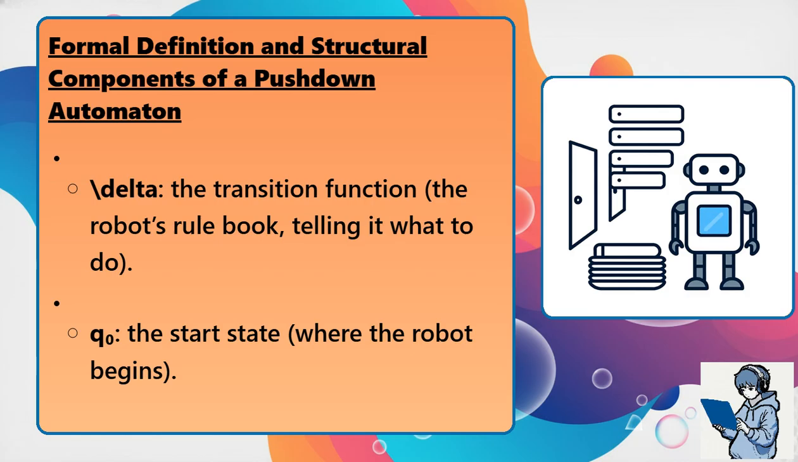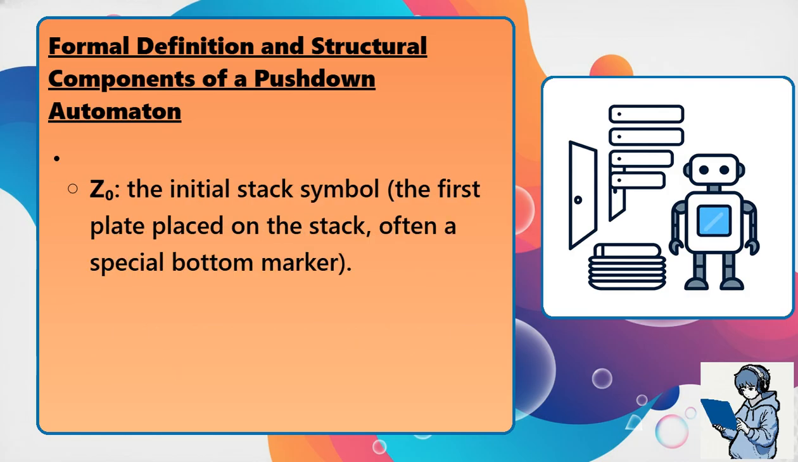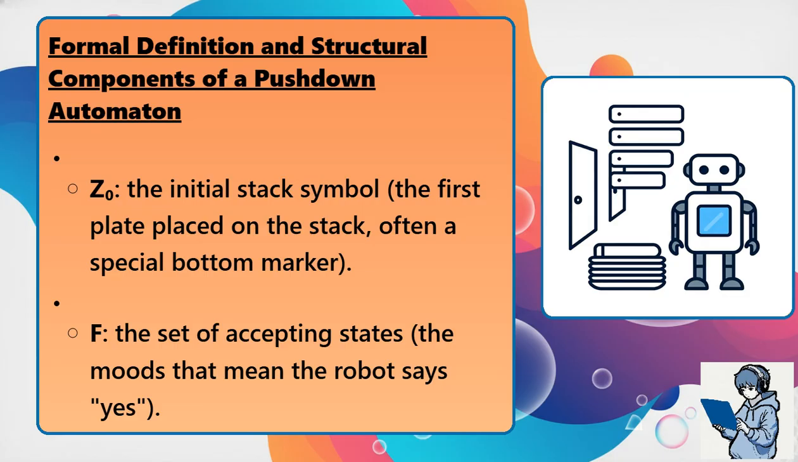q0 is the start state, where the robot begins. Z0 is the initial stack symbol, the first plate placed on the stack, often a special bottom marker. F is the set of accepting states, the moods that mean the robot says yes.